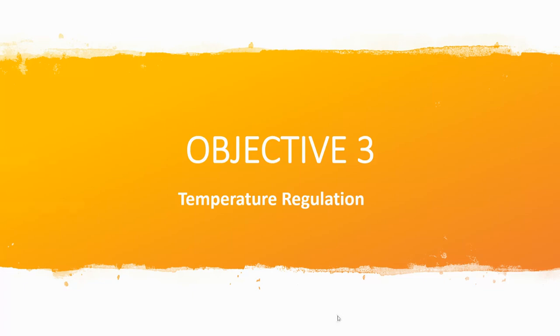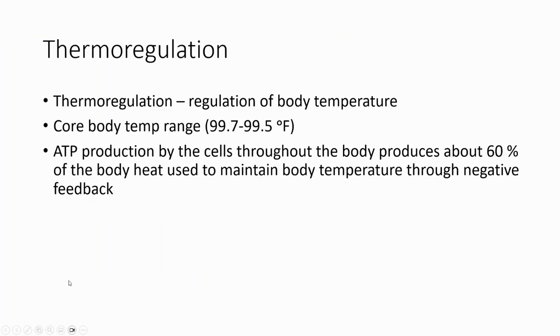Okay, let's take a look at Chapter 24, the nutrition chapter, and Objective 3, which involves temperature regulation and calorie counting. So let's go ahead and jump on in. Body temperature regulation. Thermoregulation is another word for regulation of body temperature.